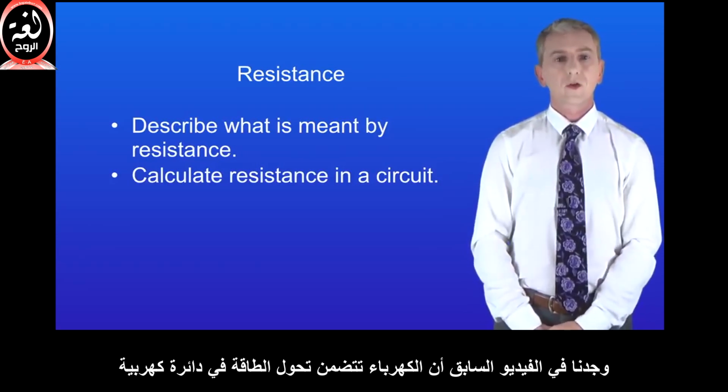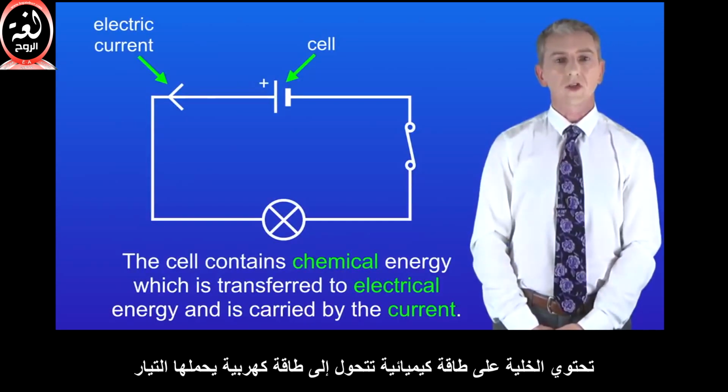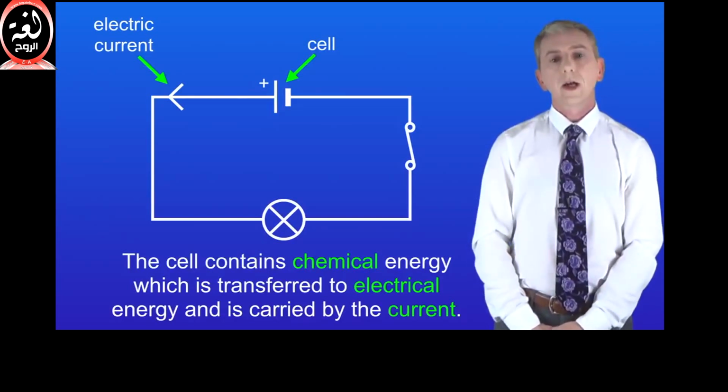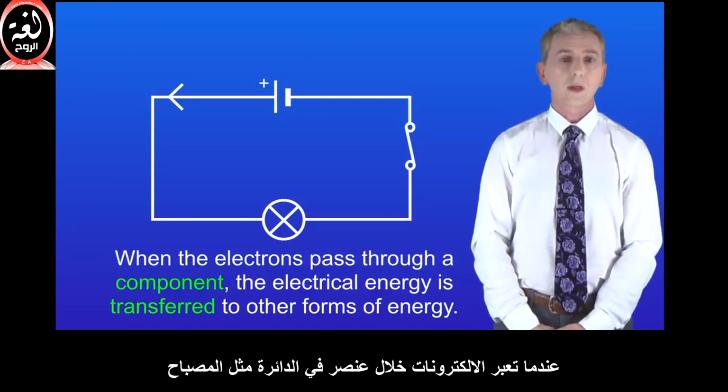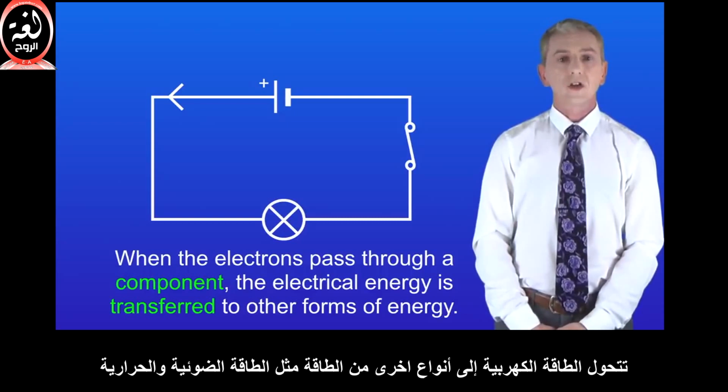Now over the last few videos we've seen that electricity involves the transfer of energy in an electric circuit. The cell contains chemical energy which is transferred to electrical energy and is carried by the current. And remember that the current is simply a flow of electrons around the circuit. When the electrons pass through a component, such as a lamp, the electrical energy is transferred to other forms of energy, such as light and thermal energy.